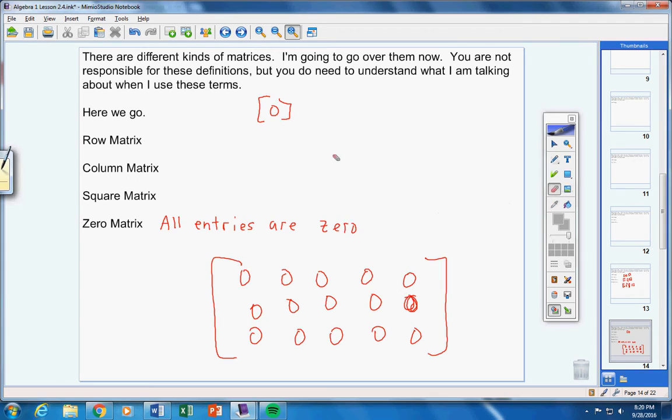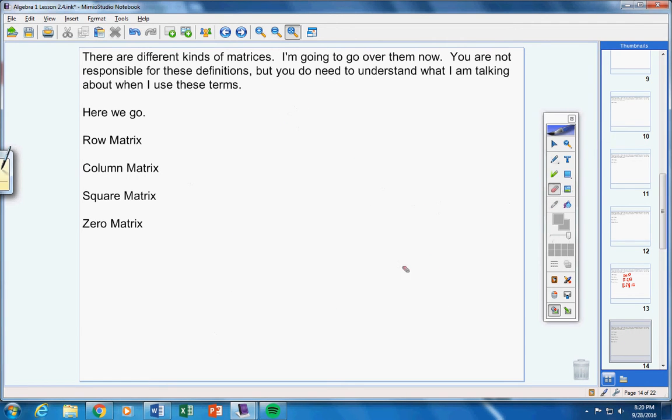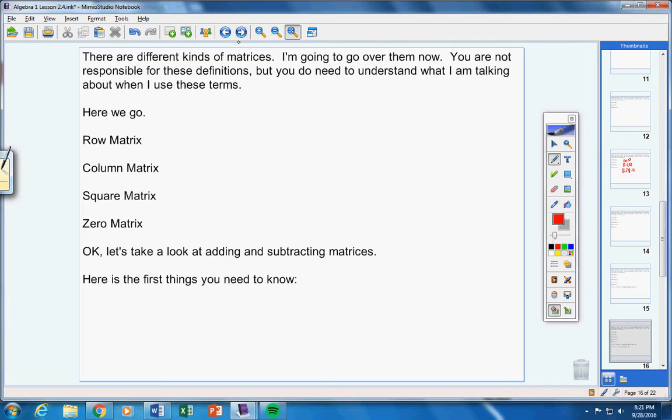Okay? So I'm not going to ask you to quote those definitions, but during class, when I say the words row matrix or column matrix or square matrix or zero matrix, you should understand what I'm talking about. Okay? Now, let's take a look at adding and subtracting matrices. Okay? Here's the first things you need to know. Please copy both of these down. Are you ready? Copy both of these down.